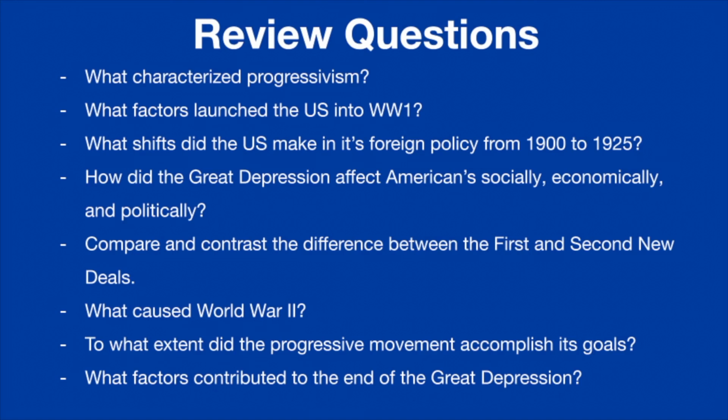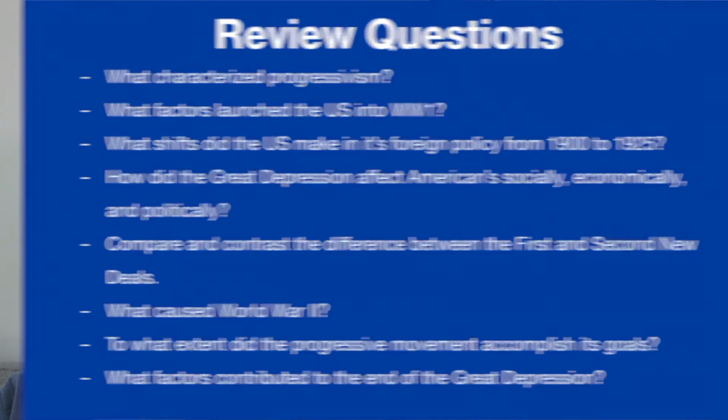Fourth, how did the Great Depression affect Americans socially, economically, and politically? Fifth, compare and contrast the difference between the first and second New Deals. Sixth, what caused World War II? Seventh, to what extent did the progressive movement actually accomplish its goals? And eighth, what factors contributed to the end of the Great Depression?